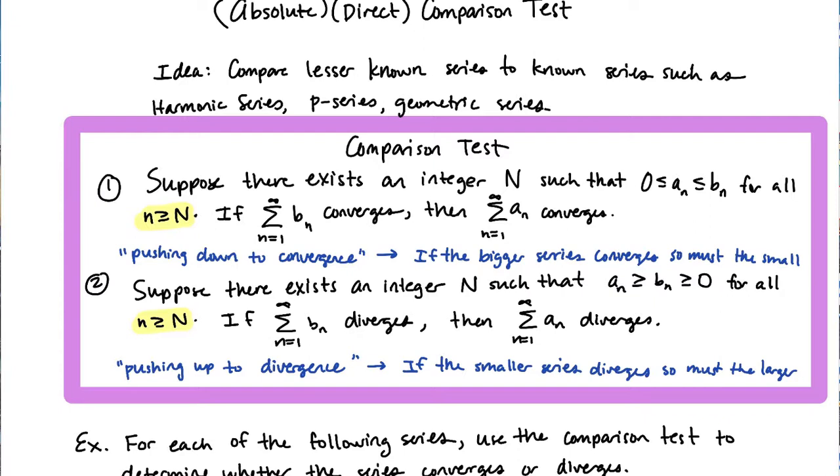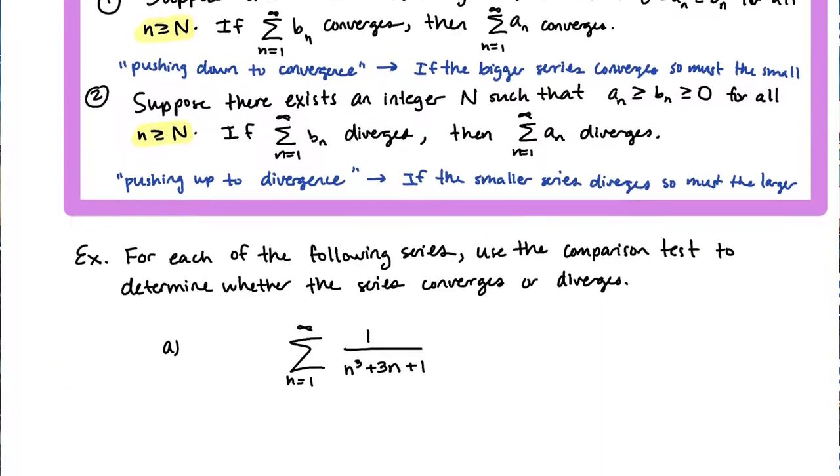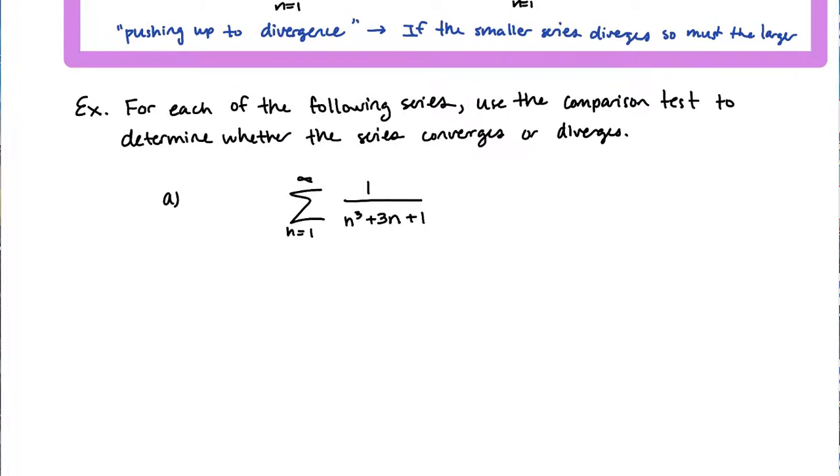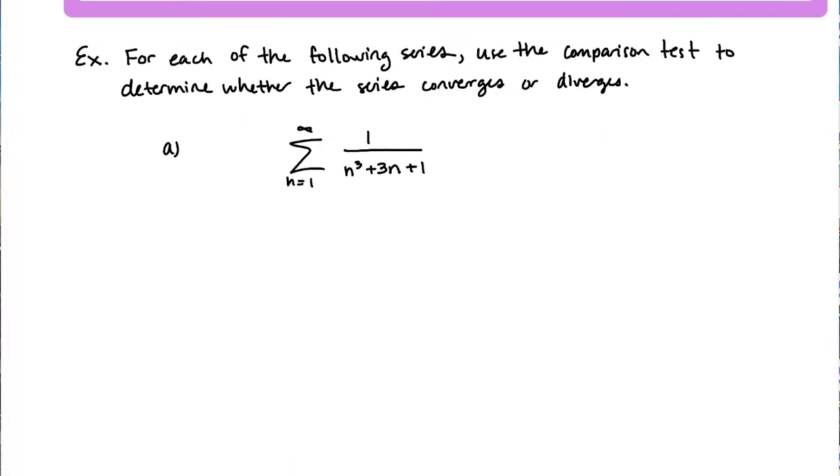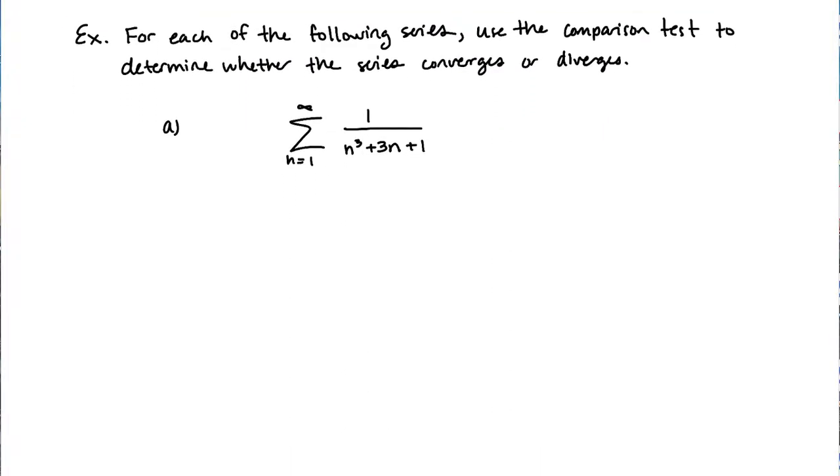Now that we've got, at least in general, what the comparison test is, let's look at some examples. For each of the following series, we're going to use the comparison test to determine whether the series converges or diverges. Once we cover all of the different tests that we can use, we'll cover the strategy for how we can figure out which one to use.